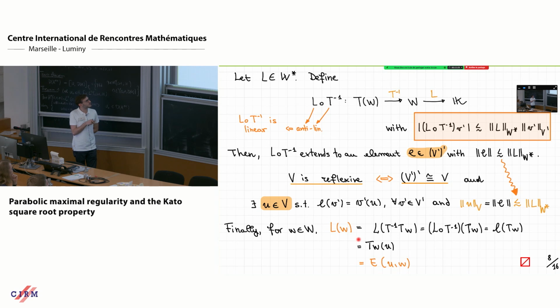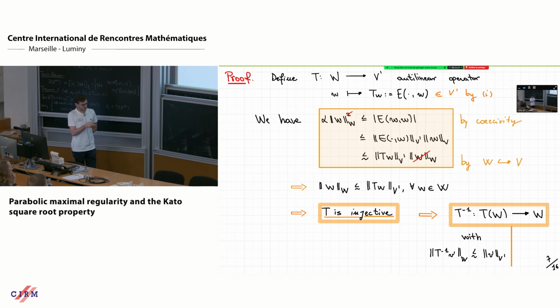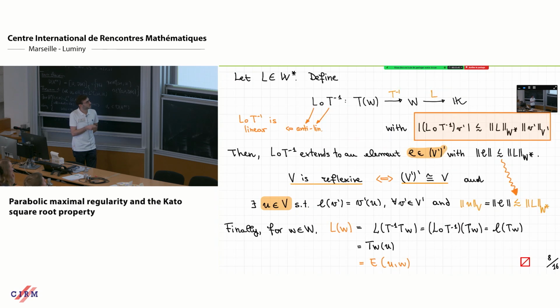So we pick W in W, so we can see the identity here as T minus 1 composed by T. So this is exactly the action of L on TW. And by the surjectivity, this is TW applied to U. And by definition of TW, TW of U is exactly the sesquilinear form evaluated in U, W. So we have that L of W is equal to the sesquilinear form evaluated in U and W.